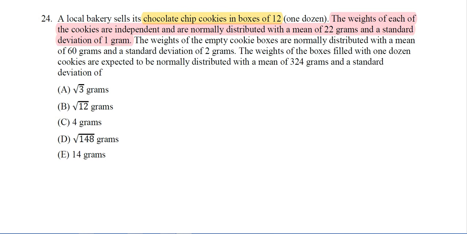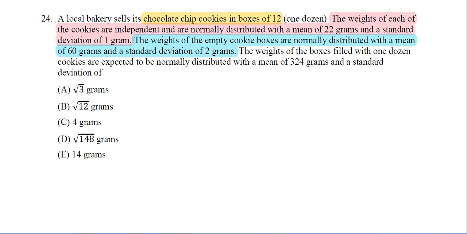The weights of the empty boxes are normally distributed with a mean of 60 grams and a standard deviation of 2 grams. The weights of the boxes filled with 1 dozen cookies are expected to be normally distributed with a mean of 324 grams and a standard deviation of how much?